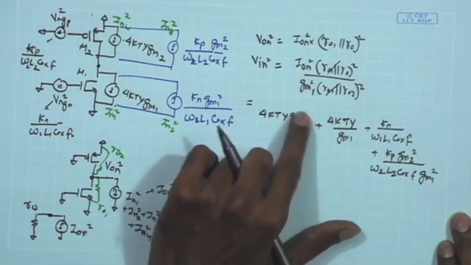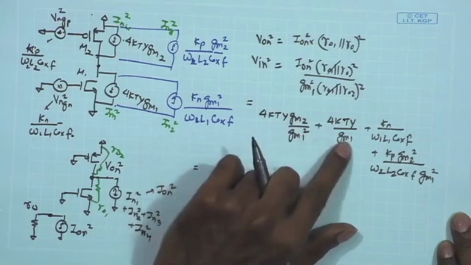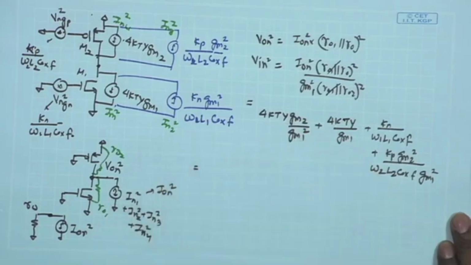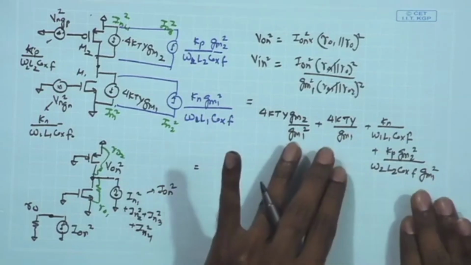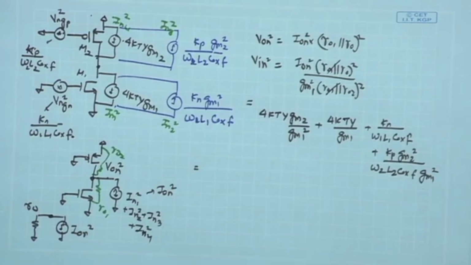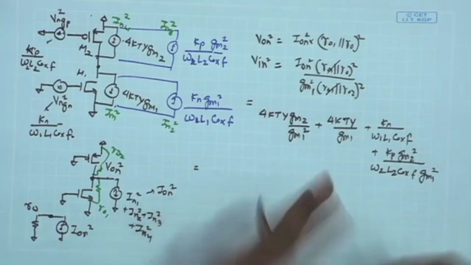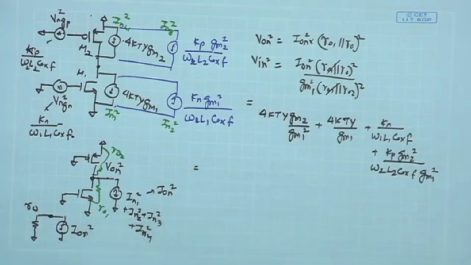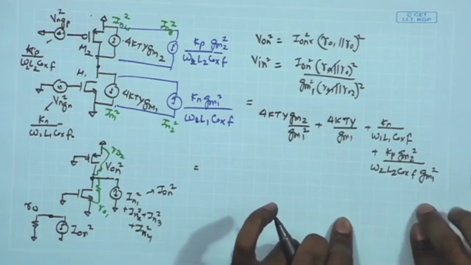And from here I can find out the expression for GM1 in terms of W/L and the parameters of the MOSFET, the bias current of the MOSFET, and arrive at the dependencies, how this overall input referred noise depends upon the sizing factors and the bias current of the circuit.